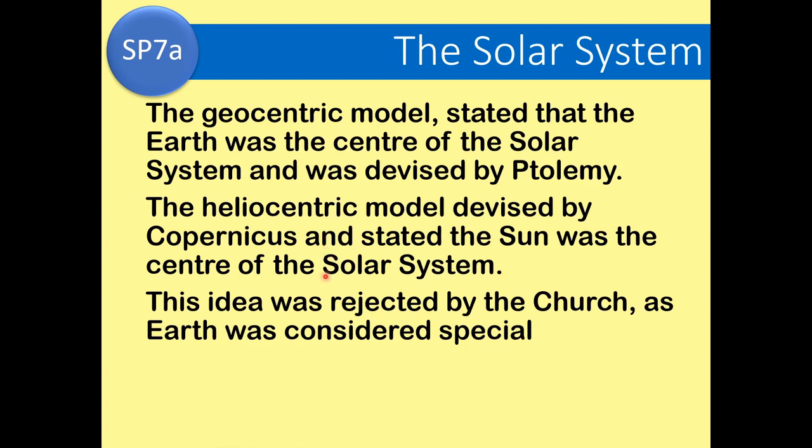solar system. Now this idea was originally rejected by the church, as the Earth was considered special in Christianity. And they didn't want to believe that anything but the Earth was in the centre of the solar system, and in fact the universe. But eventually enough evidence was gathered, and we had to conclude that it was in fact the sun at the centre of the solar system and not the Earth. And the Earth actually orbited around the sun.